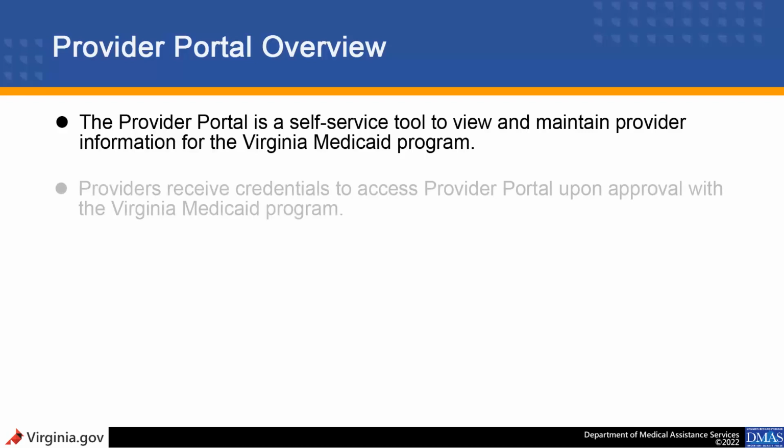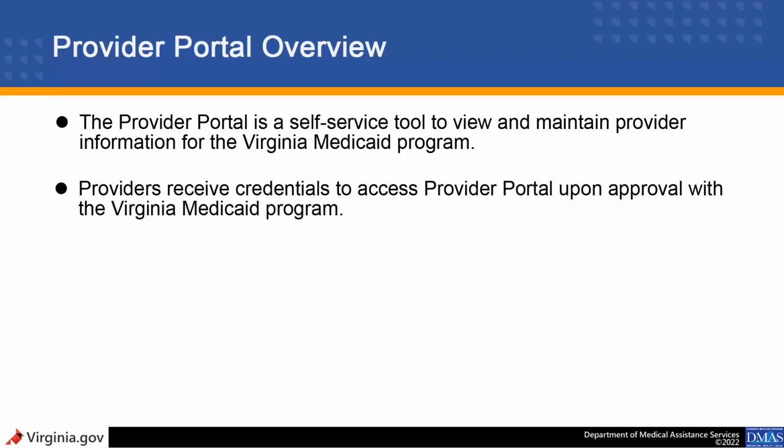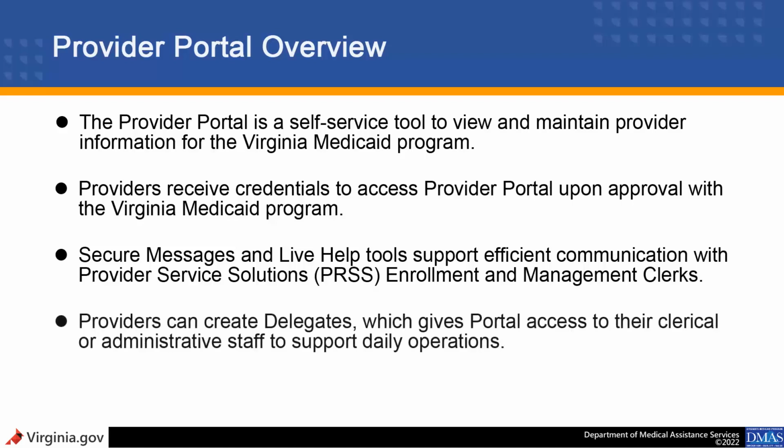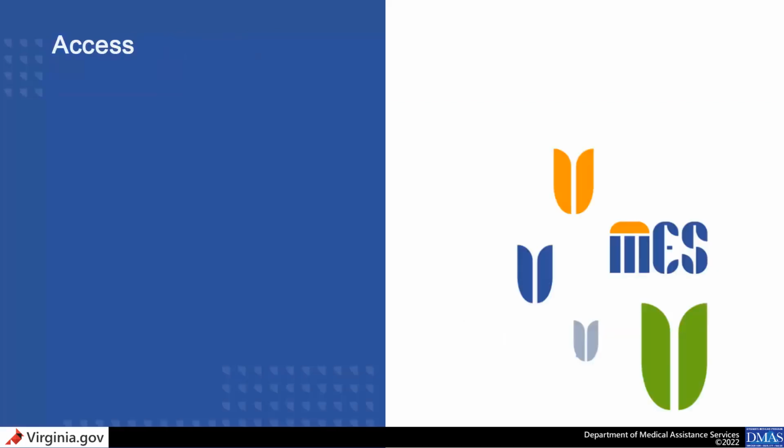program. Providers receive credentials to access Provider Portal upon approval with the Virginia Medicaid program. Secure messages and live help tools support efficient communication with Provider Service Solutions, PRSS, enrollment and management clerks. Providers can create delegates, which gives portal access to their clerical or administrative staff to support daily operations. Let's learn how to access the Provider Portal.